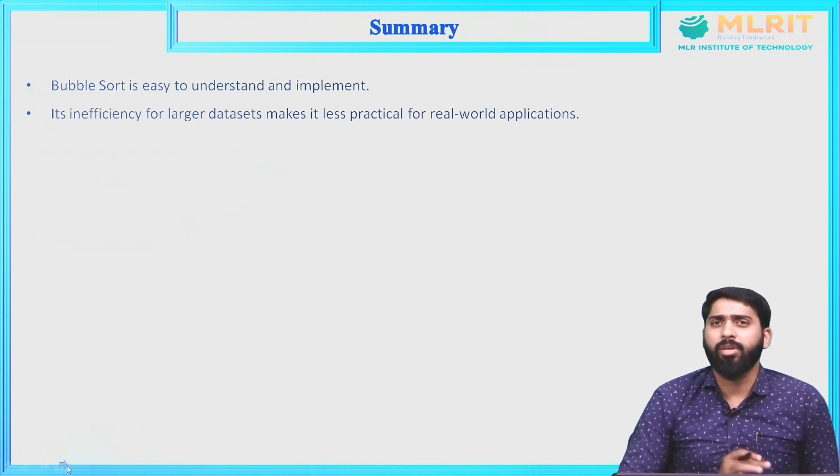So coming to the summary of the session. In this session we discussed the bubble sort algorithm. Bubble sort is easy to understand and implement. In bubble sort we compare adjacent elements. Its inefficiency for larger data sets makes it less practical for real world applications.